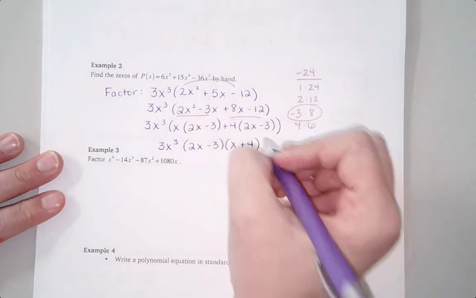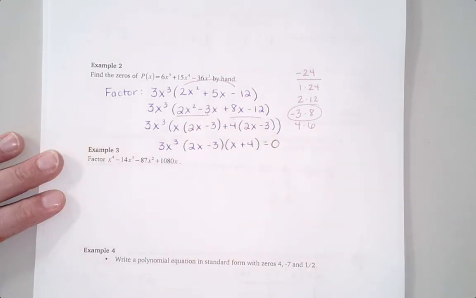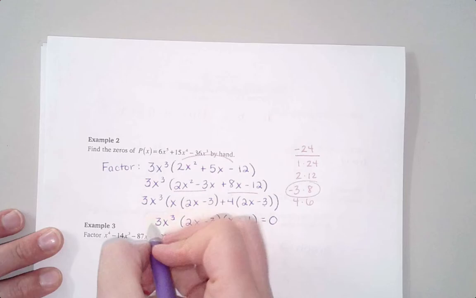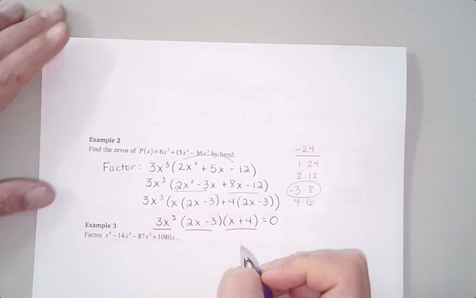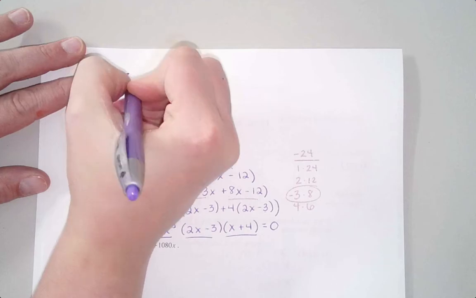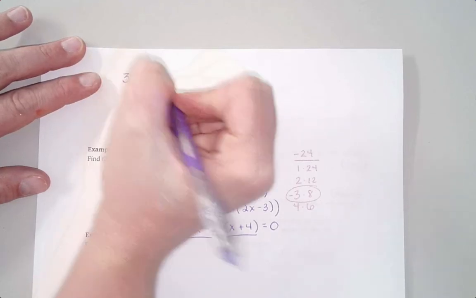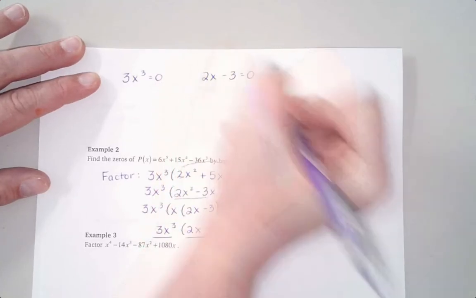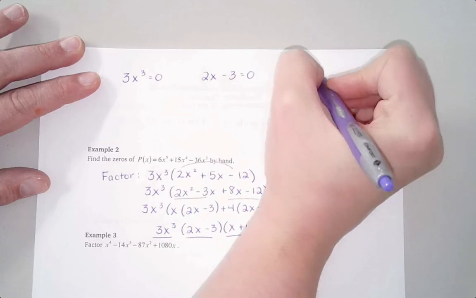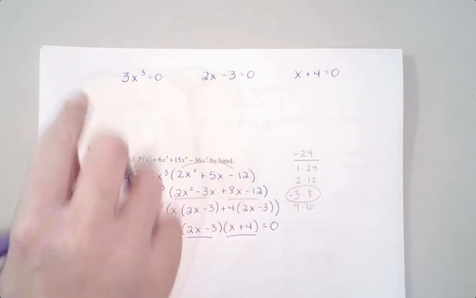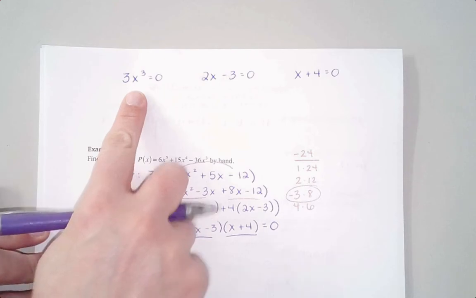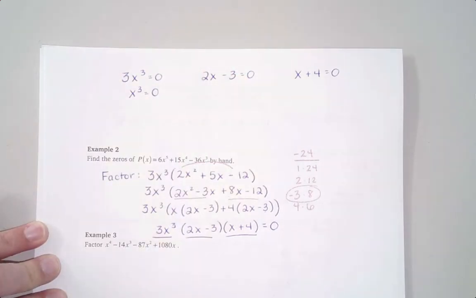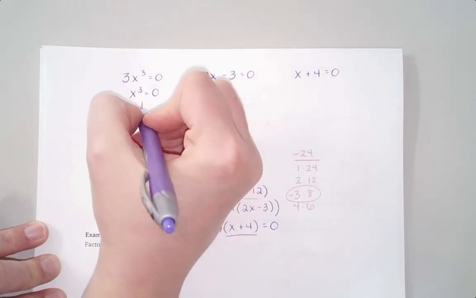Now, the new part is what do we do with that? Well, if I want to find the zeros, I'm really looking for how do I make this thing equal to 0. I'm going to take each one of these pieces and set it equal to 0. So I'm going to have 3x cubed equals 0. I'm going to have 2x minus 3 equals 0. And I'm going to have x plus 4 equals 0. When I go to solve this one, I would start by dividing by 3. So I get x cubed equals 0. And so really, this is just going to leave me with x equals 0.